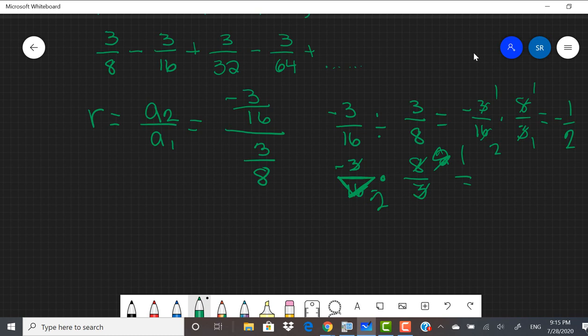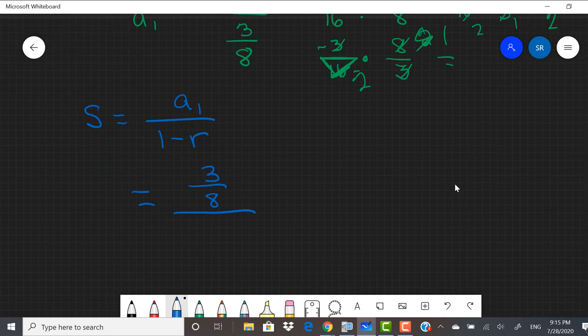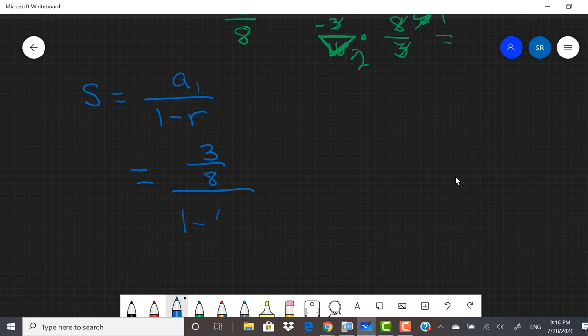The way we're going to find our sum is we're going to use the formula. Here, I'll switch colors so we don't get confused. Our sum is actually just a sub 1 over 1 minus r. So that's all we have to do here. My a sub 1, as you know, is 3 over 8, divided by 1 minus -1/2. So this is just 3 over 8 over 1 plus 1/2, because of the double negative.